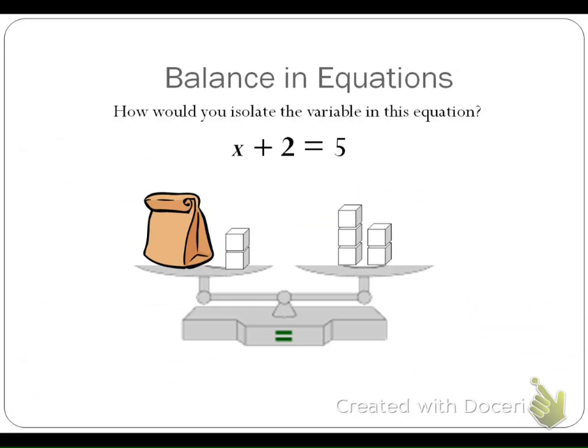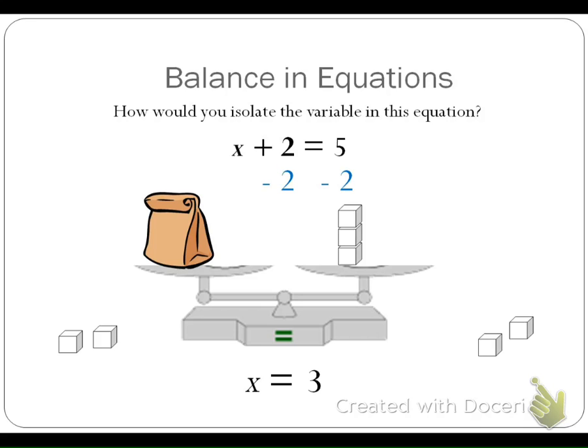So back to our problem of x plus 2 equals 5. Yes, we want to remove the 2 blocks on the left, but then we also, to keep it balanced, need to move 2 blocks from the right. Now our variable is isolated, and we know its value. X is equal to 3.